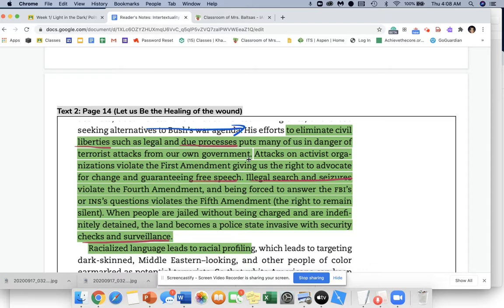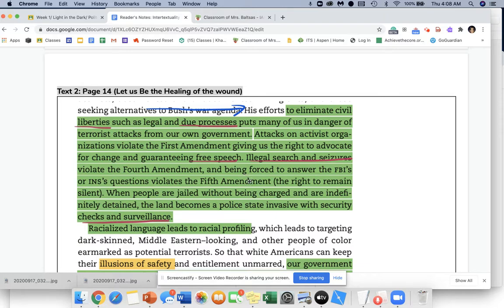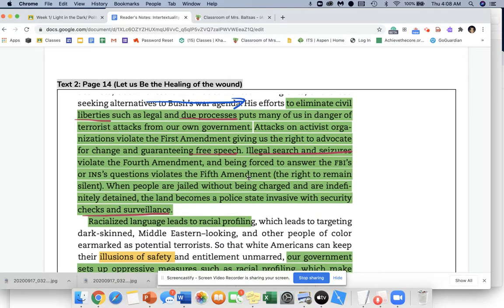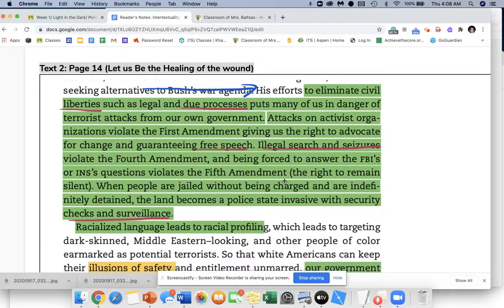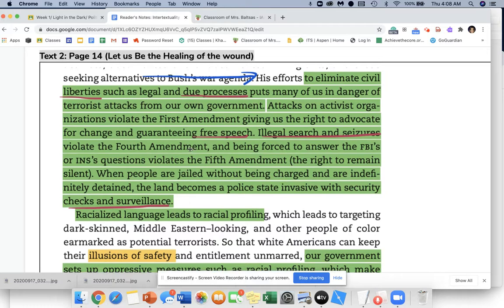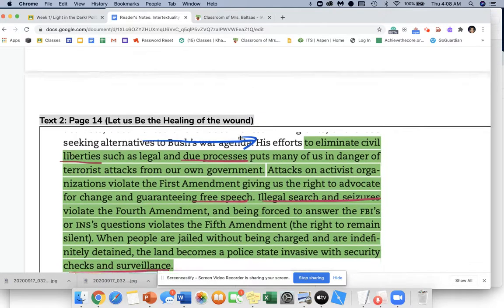Now that's a scary thought if you think about it, our own government. And she's absolutely right about that. If you were living during that time period, like today, it was a very scary time period. So attacks on activist organizations violate the First Amendment, giving us the right to advocate for change and guaranteeing free speech. And free speech is even mentioned.